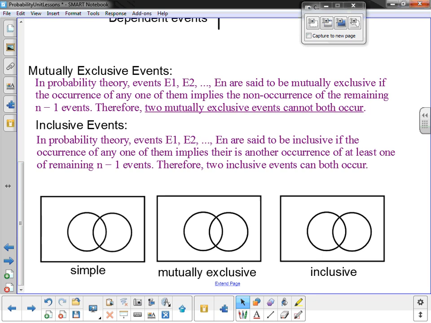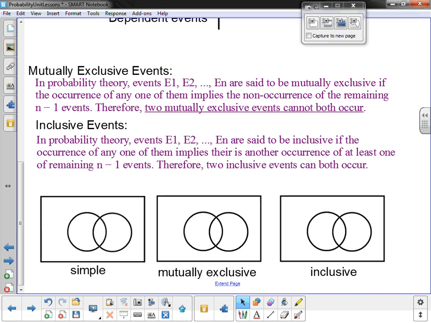Mutually exclusive events. In probability theory, if we have the events E1, E2, E3, all the way up to En, they are said to be mutually exclusive if the occurrence of any one of them implies the non-occurrence of the remaining n-1 events. So say I had 12 events, and if I wanted one of those 12 events, the other 11 could not happen. That's mutually exclusive. And inclusive events in probability theory are said to be inclusive if the occurrence of any one of them implies there is another occurrence of at least one of the remaining. So there's an overlap. Therefore, 2 inclusive events can both occur.